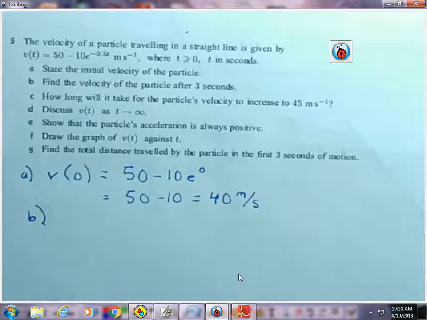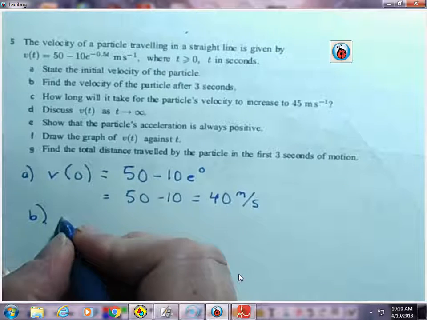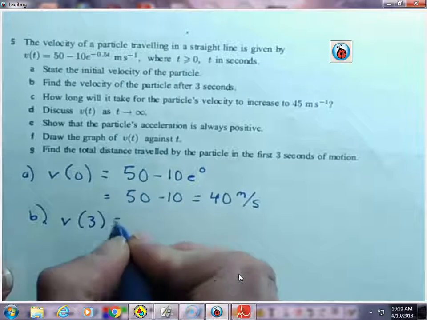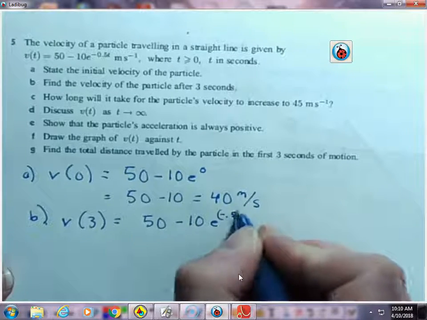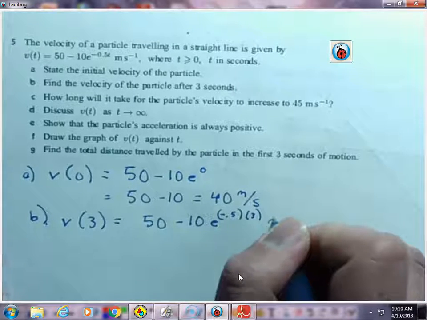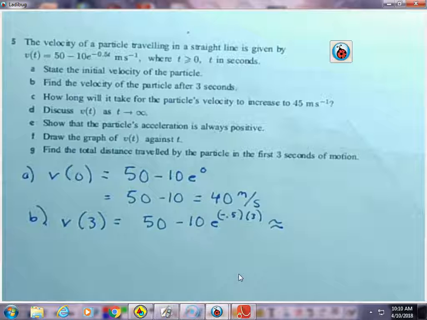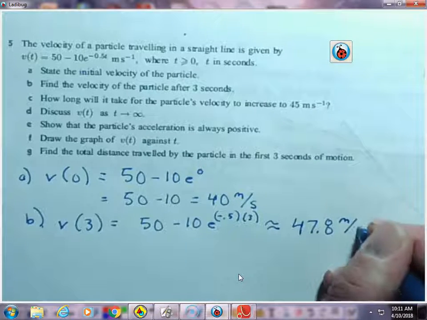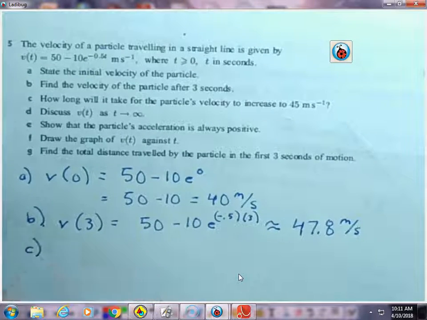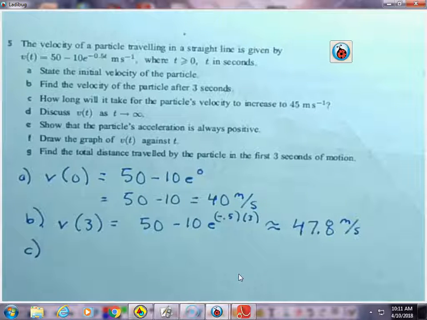Okay, it wants the velocity after 3 seconds. So what am I going to do? So you just need to put that in on your calculator. You're not expected to know what e to the negative 1.5 is. But I will wait for you to tell me. Do you know what it is now? See, we're already on C.